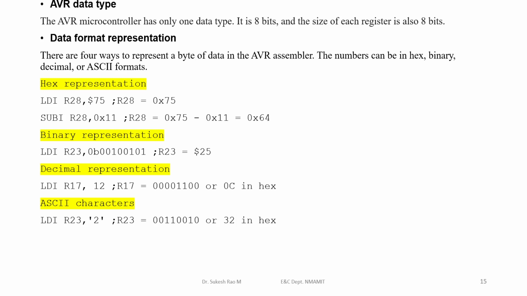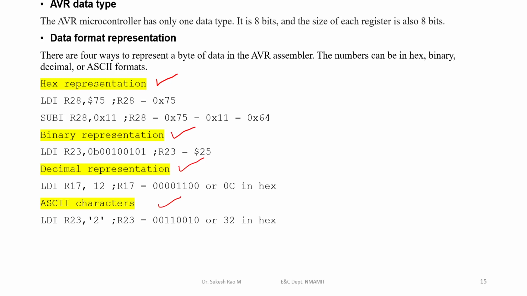Let me move on to some data types, AVR data types. In AVR, the registers are always 8-bit, so the data type is 8-bit. There is no doubt. You cannot have double word, 16-bit data types declared anywhere, only for a special case. But most of the time, the AVR data type is 8-bit. Representing those 8 bits, you have 4 formats: hexadecimal, binary, decimal, and ASCII. Look at how it can be declared.